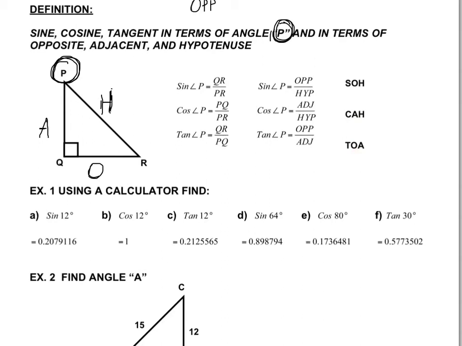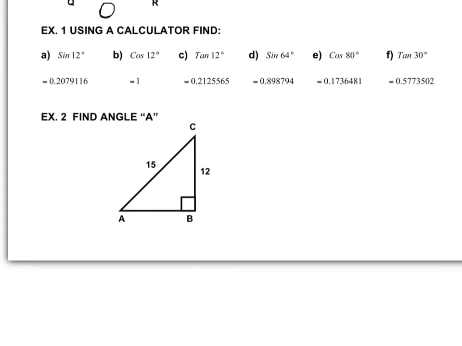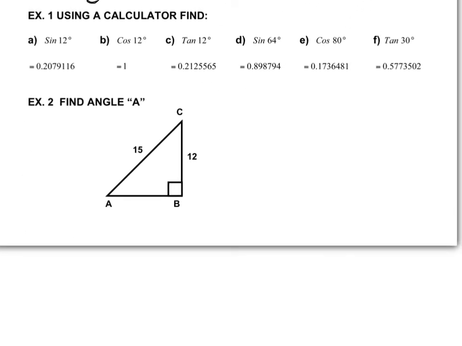Now we need to make sure that you can use your calculator properly. If you scroll down, we're going to do our first example with your calculator. It says, using a calculator, find the sine of 12 degrees. So this is all related to the angle 12 degrees. Now if you look at your calculator, there are different modes. You have degree mode, which you are used to. You've talked about it before. That's 30 degrees, 40 degrees.